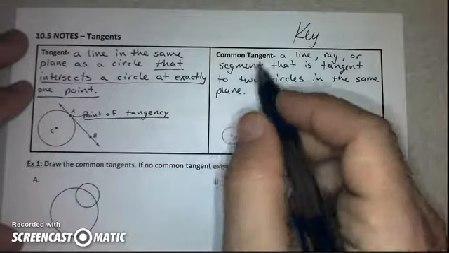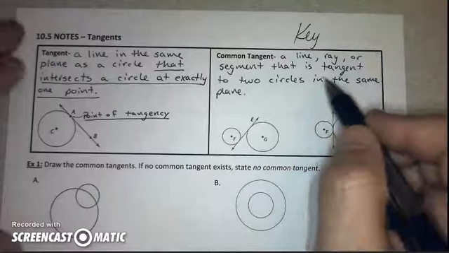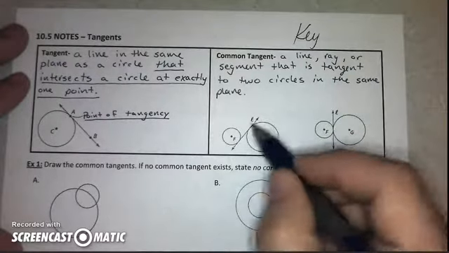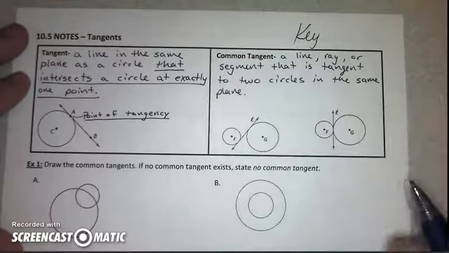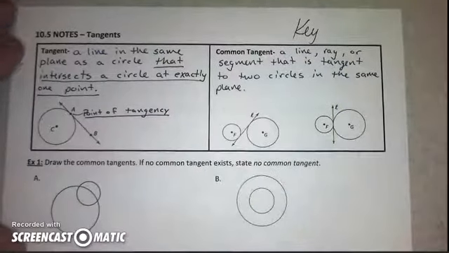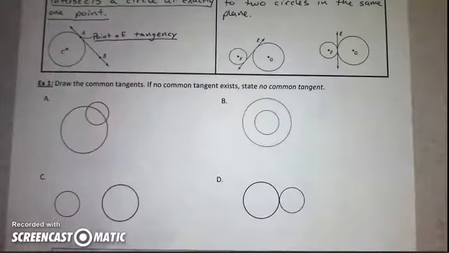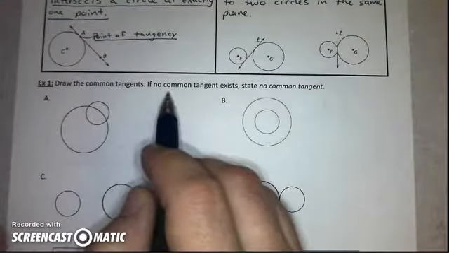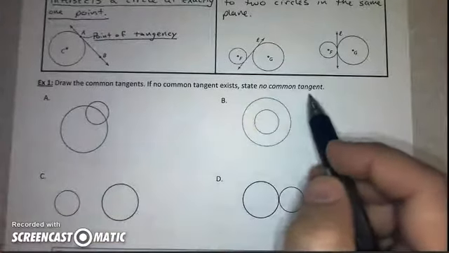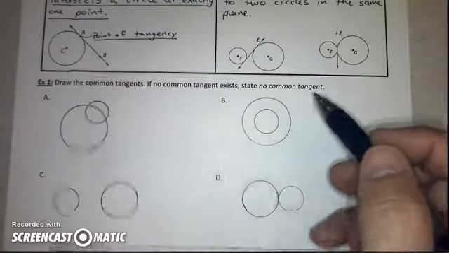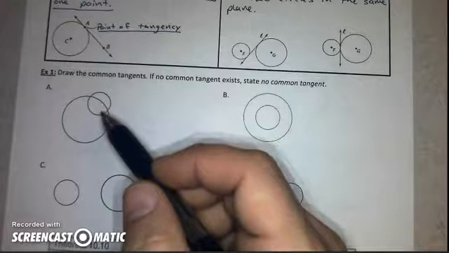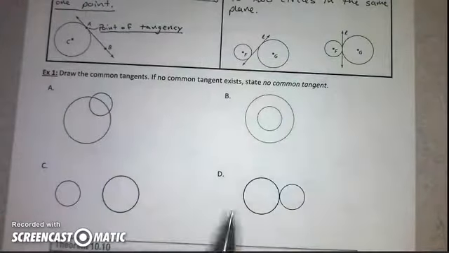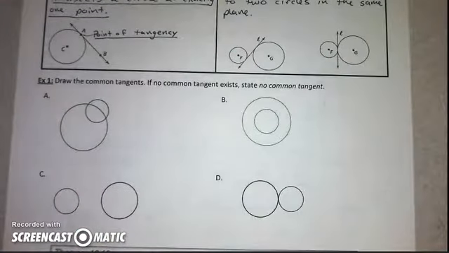And then a common tangent is a line, ray, or segment that is tangent to two circles in the same plane. So in both cases, line L is tangent to both circles. It's a common tangent. And so we're going to look at how to draw or how to identify common tangents. If there isn't a common tangent, we would write no common tangent, and that is possible in certain instances. So remember, common tangents are lines or rays or segments that are tangent to two circles in the same plane, this piece of paper being that plane.